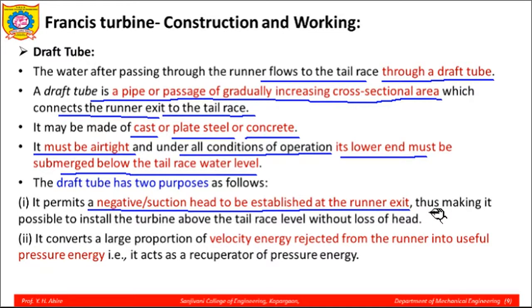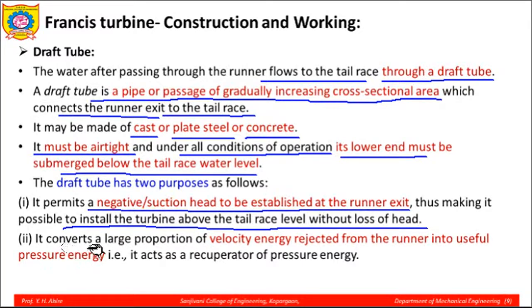So that shows how much pressure drop is carried out in the runner vanes, thus making it possible to install the turbine above the tail race level without the loss of head. Now since the turbine is installed at some height from the tail race level, you can recover that height by carrying out more pressure drop, and that is the logic.